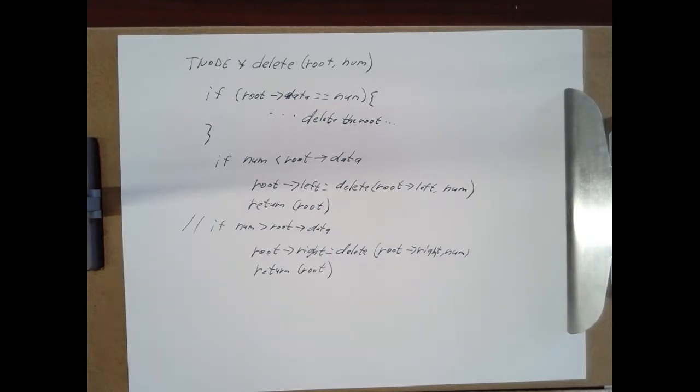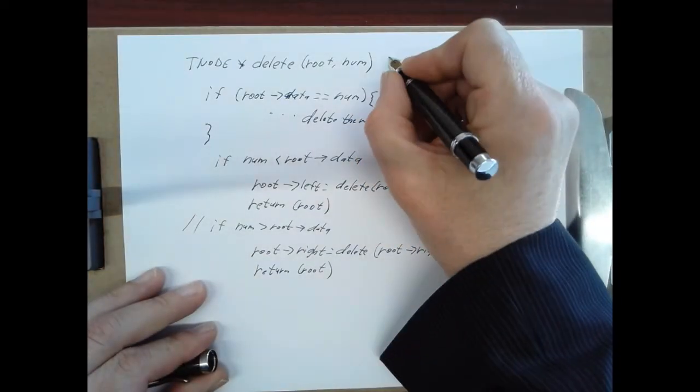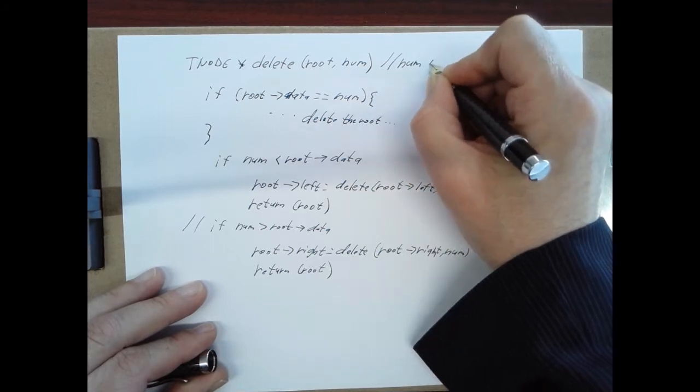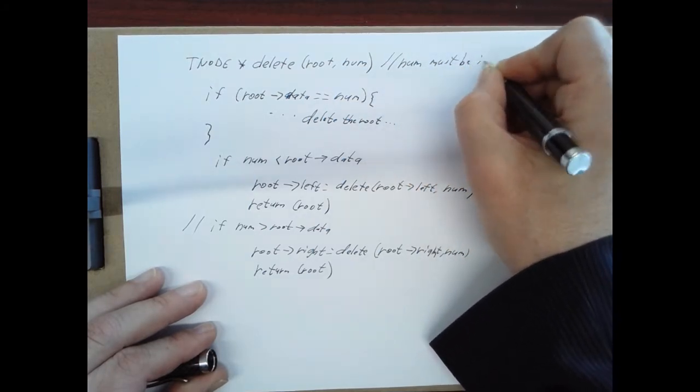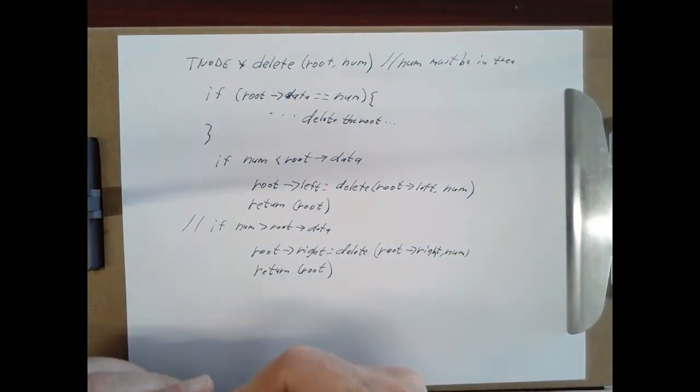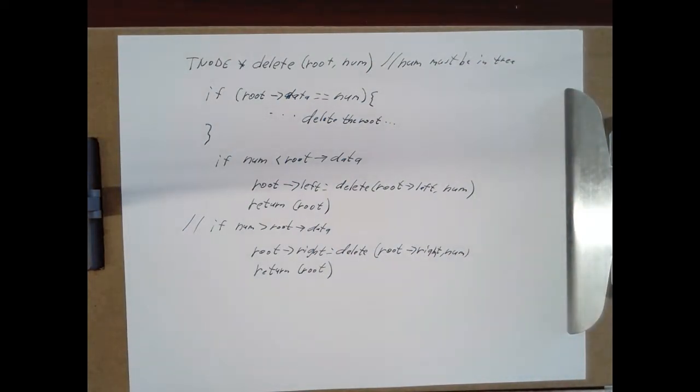So this is kind of assuming that the data is found in the tree. Yeah, we need a null case also. If you do the search and the tree's empty, it's not in the tree. So let's just say num must be in the tree. If it wasn't in the tree, it'll eventually get to a point where root is null, and then it'll throw up when it tries to access it.